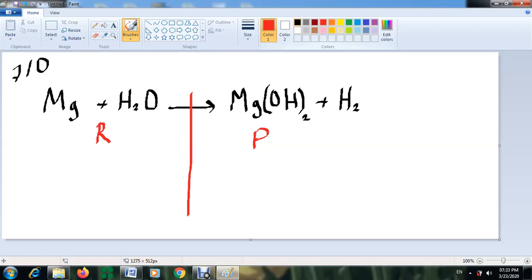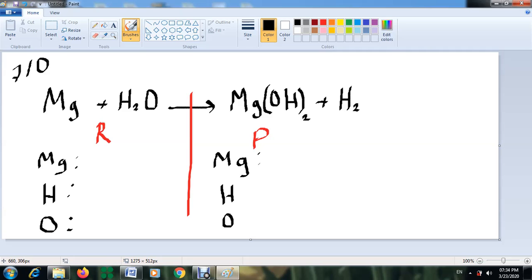For the reactants, what are the elements in the reactants? Magnesium. We have also hydrogen and oxygen. In the product, we have the same type of elements. We have magnesium, we have hydrogen, also we have oxygen.